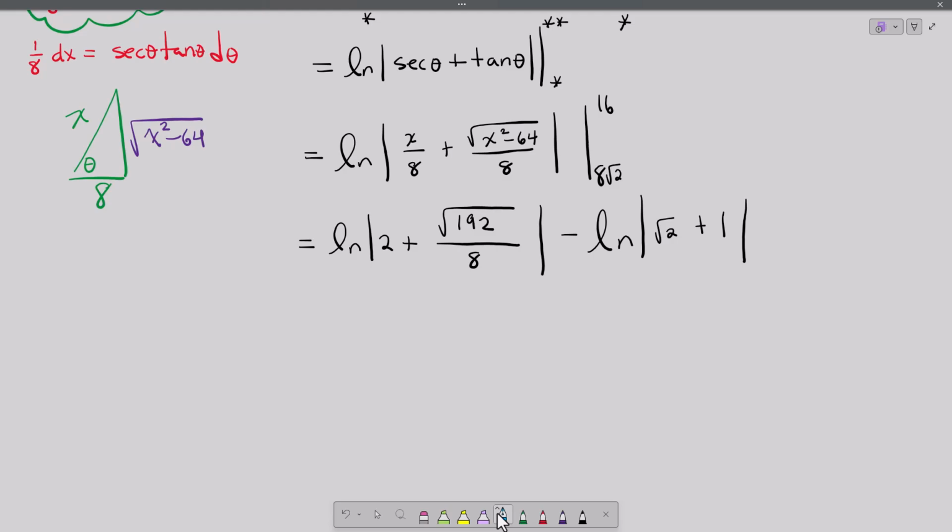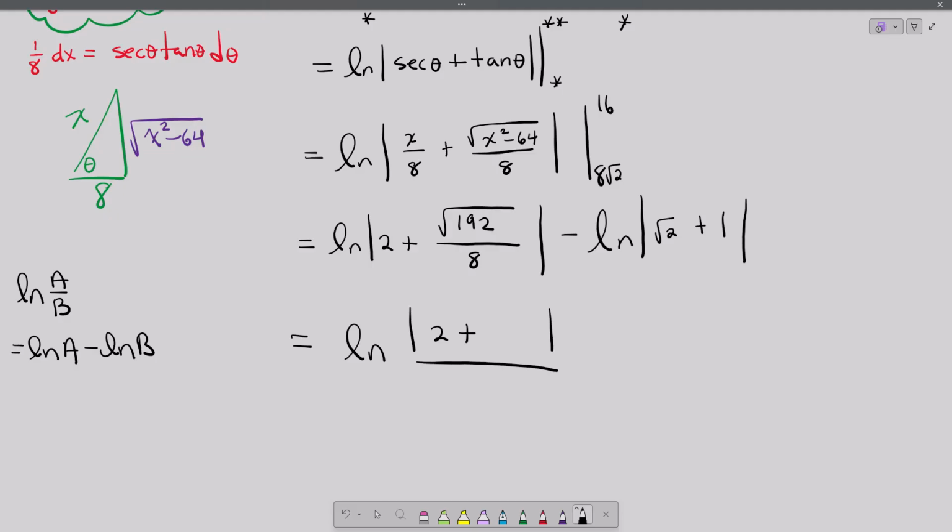We could write this as a single log if we wanted. It's not necessary, but you could write this as a single log. When you have a difference of logs, how does that turn into a single log? What's our log property from algebra? They're going to be divided. We'll divide it, right? So natural log of A divided by B is natural log of A minus natural log of B. So we could go backwards and turn it into a single fraction if we so desire. Not necessary on the exam, but if you wanted to, you could turn this into a single log.